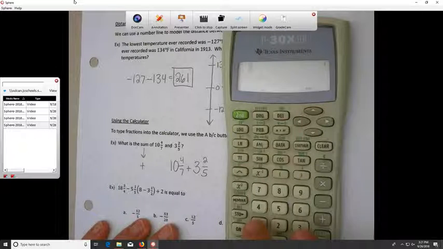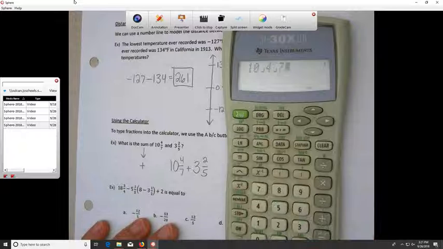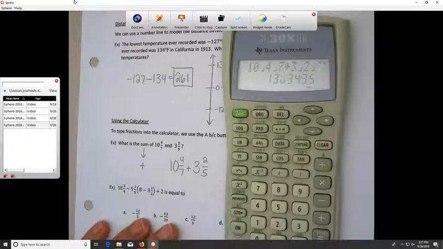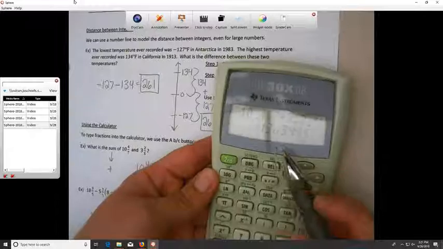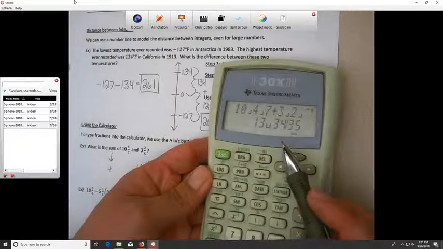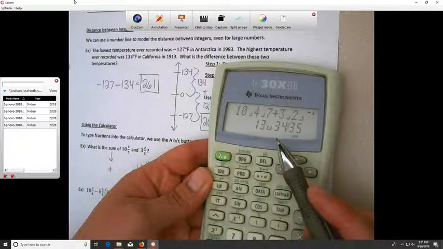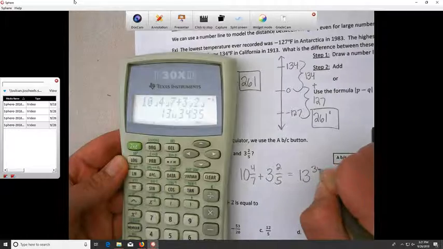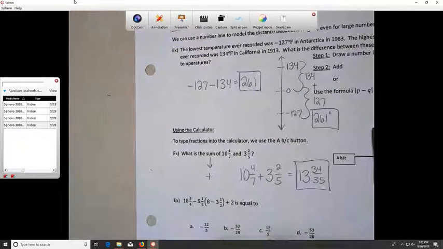So I'm going to do 10 ABC 4 ABC 7 plus 3 ABC 2 ABC 5. Alright, and for my answer, I end up with this. Now remember, you don't write this on your paper. Right? This is the calculator's way of separating the fraction from the whole number. So our answer is actually 13 and 34/35. Okay? Don't write that U on your paper.